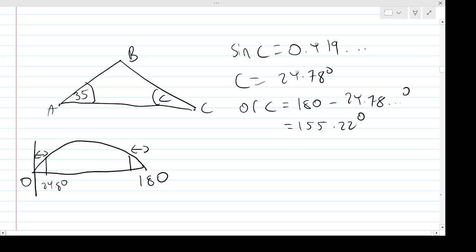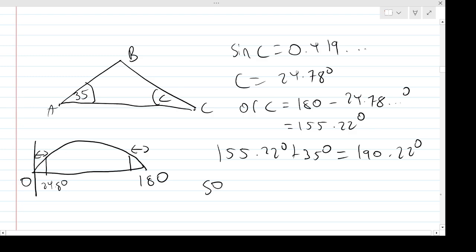Well, we got this triangle again. If I put in that angle, 155, and add that with 35, the other angle, I get 190.22. But hang on, shouldn't angles in a triangle have to add up to 180? I've got above 180 here. That cannot happen. So that cannot be a solution, because it will give me angles totalling above 180 in the triangle.